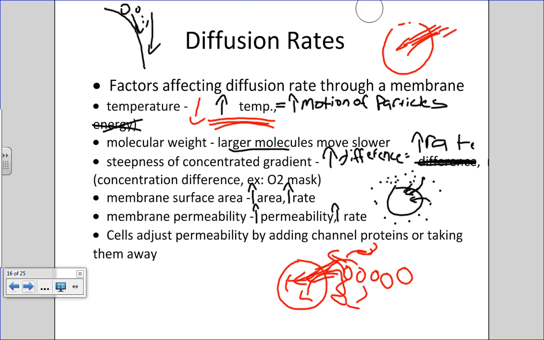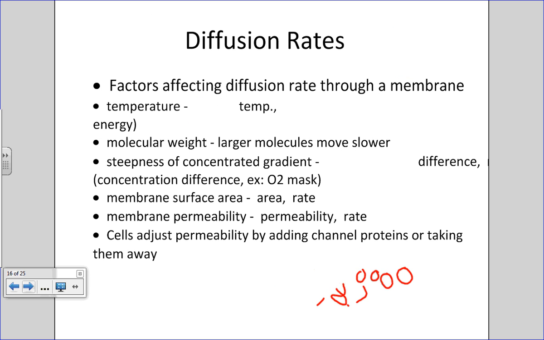Now next is something that we call the steepness of the concentration gradient. Man, this technology is awesome. The steepness of the concentration gradient. Remember, when we're talking about something like a concentration gradient, what we're talking about again is just a difference in number across the cell membrane.